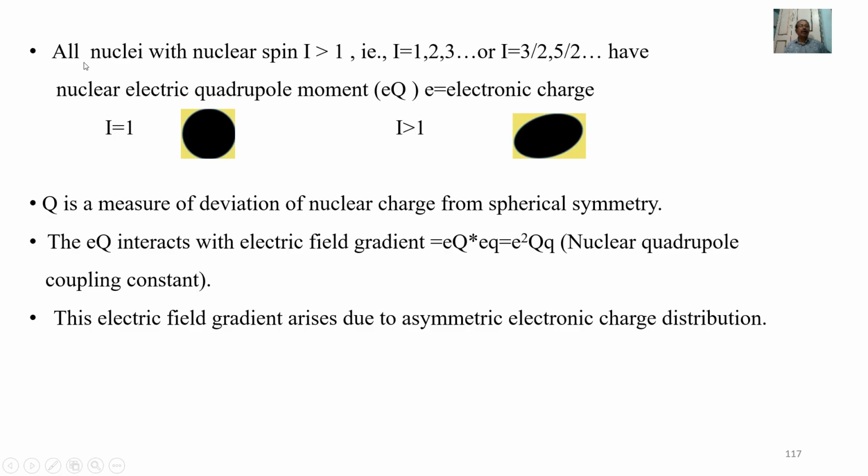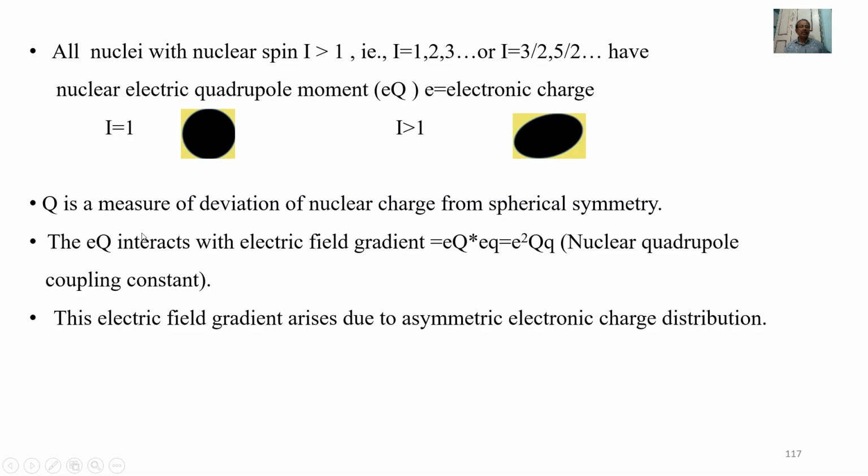All nuclei with a nuclear spin I greater than 1, that is I equals 1, 2, 3 or I equals 3/2, 5/2, have a nuclear quadrupole moment, which is denoted as eQ. Here e is nothing but the electronic charge. So I equals 1 shows the symmetric distribution, whereas I greater than 1 shows asymmetric distribution. Q is the measure of the deviation of nuclear charge from spherical symmetry.